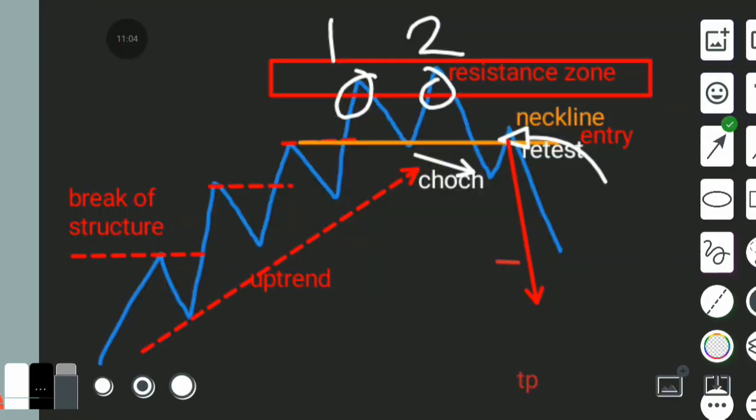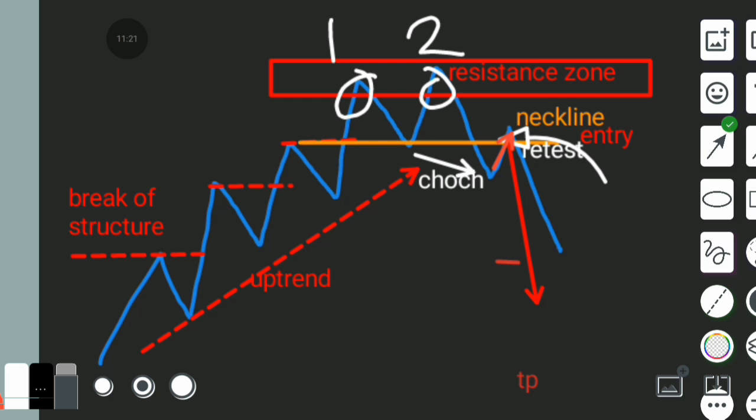So how do you enter your trade? We see you enter after a retest here. When the neckline is broken, then there's a retest. You enter here for a secure trade.